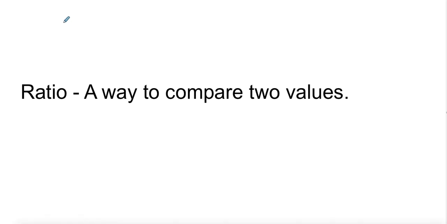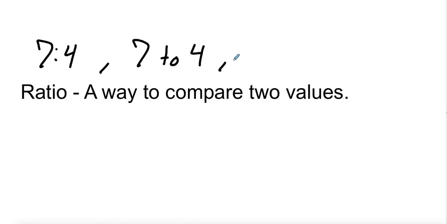So for example, if I was comparing the values 7 and 4, I could write this as 7 colon 4. The second way I could write this ratio is using the phrase "to", so 7 to 4, or I could also use a fraction, 7 over 4. Now for the remainder of this video we're going to be focusing on the colon method of writing ratios. You can write these any way you want. You can keep it as the phrase "to" or a fraction, but just know for the majority of this video I will be using the colon.